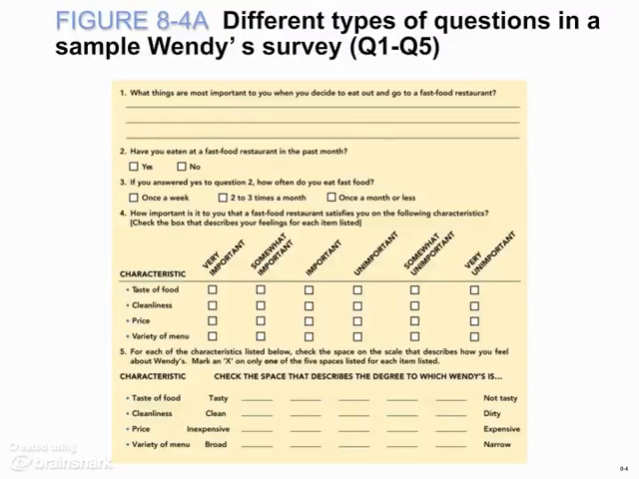To discuss the varying question formats, we're going to look at a sample Wendy survey. So on the screen in front of you, figure 8.4a is a sample Wendy survey, and it focuses on the different types of questions on their survey, questions 1 through 5, which we will discuss next.